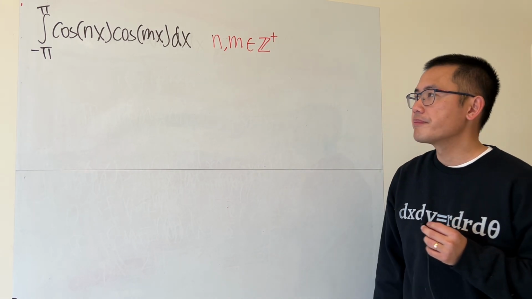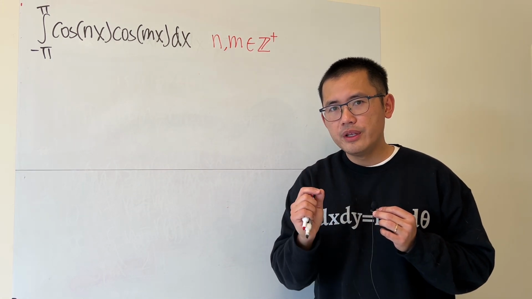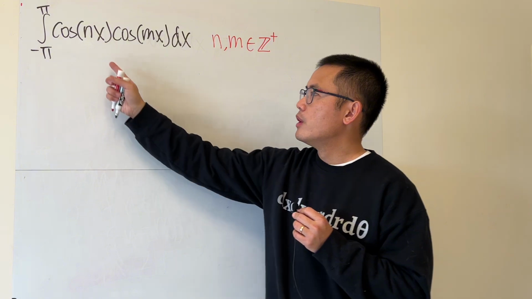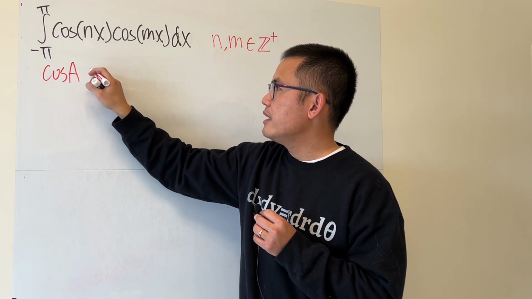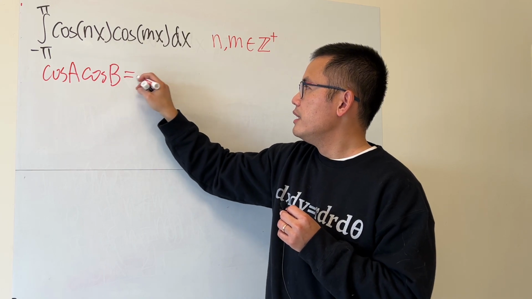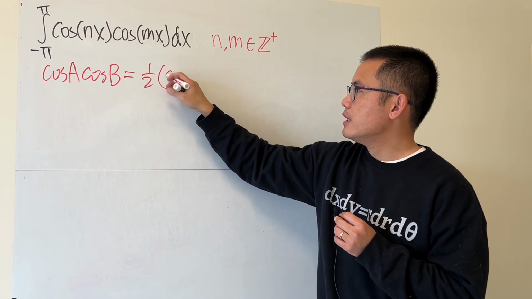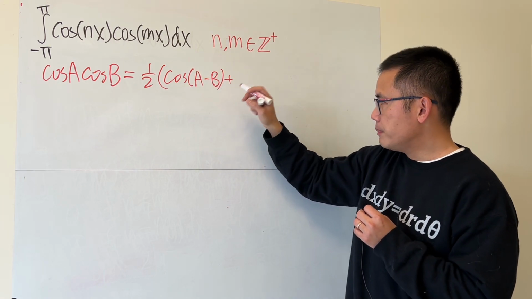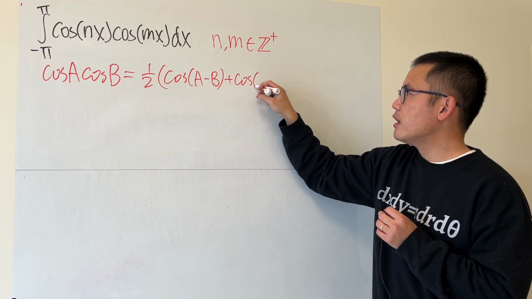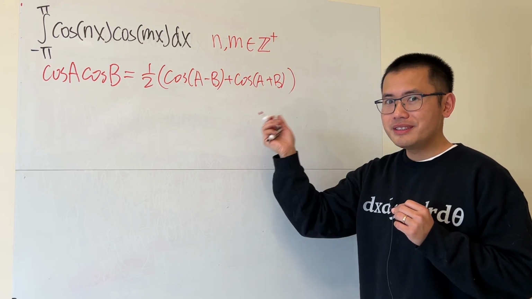And let's get started. For this one in particular, we can actually just use a very nice trig identity. Here, let me write it down for you guys. If we have cosine A times cosine B, this right here is nicely equal to 1 over 2 times cosine of A minus B, and then plus cosine of A plus B. And we can use this to simplify it.